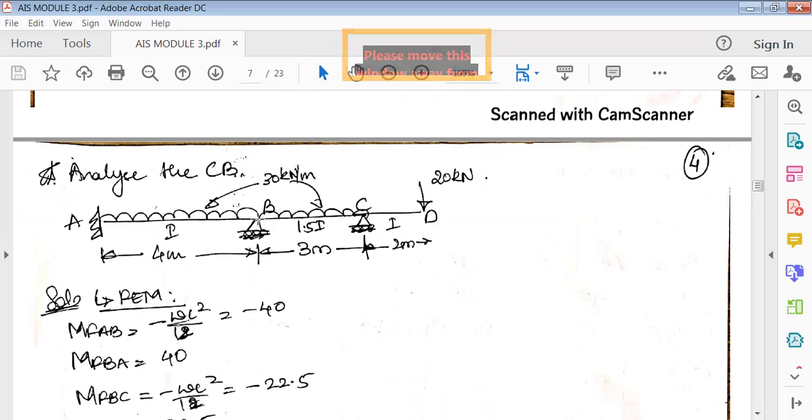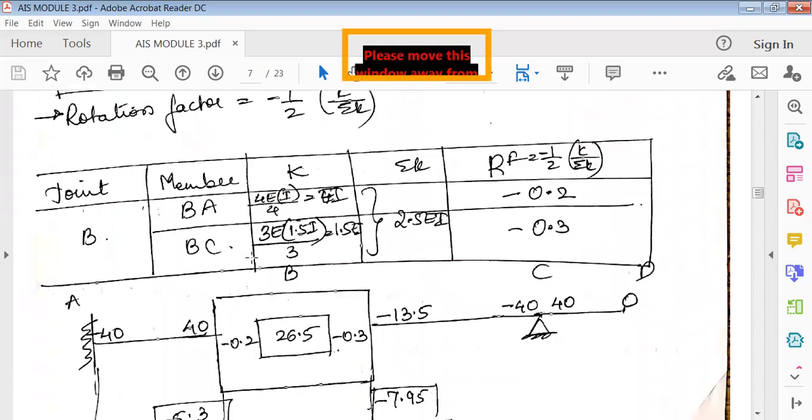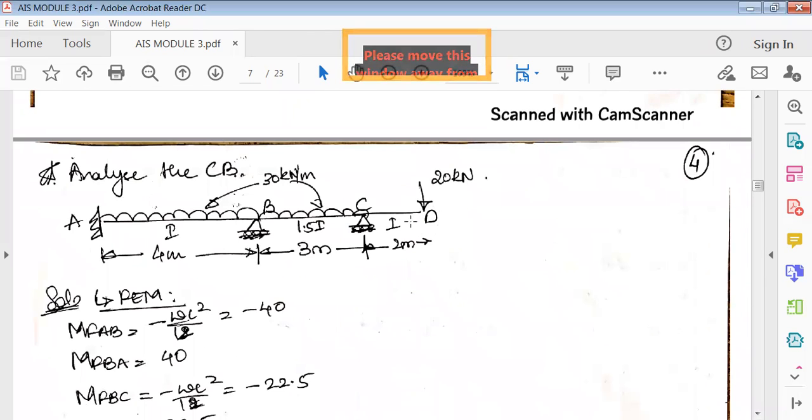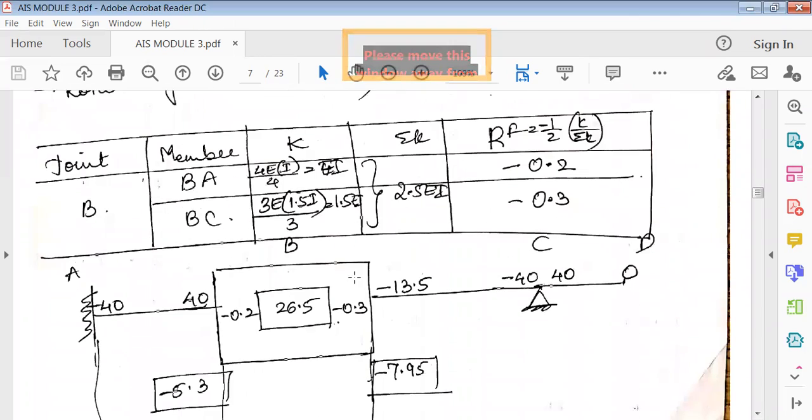So only we'll take joint B, because joint B connects BA and also BC, and C is a simple support. So whatever moment exists here, we'll remove this and put it here. So that's why this will not exist. So when you're finding this rotation factor, we'll take only joint B. Why we don't take joint C is because joint C connects CD, whereas D is not a support, it is just the overhang. Okay, all right.